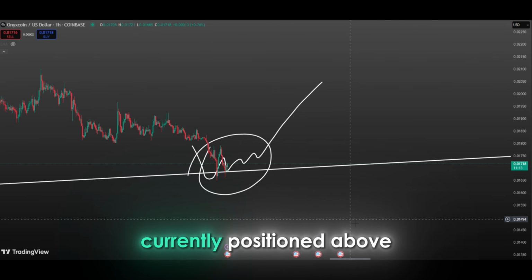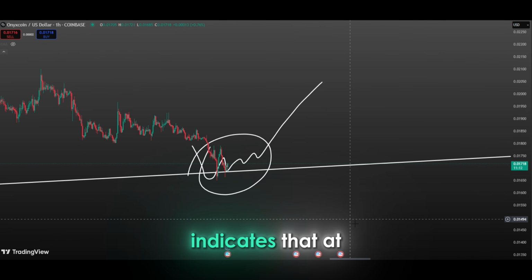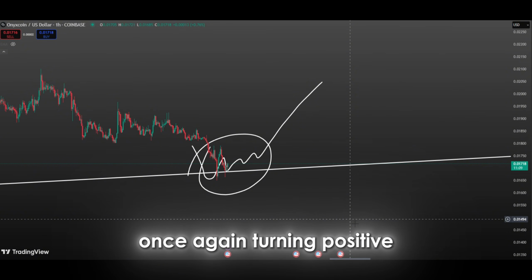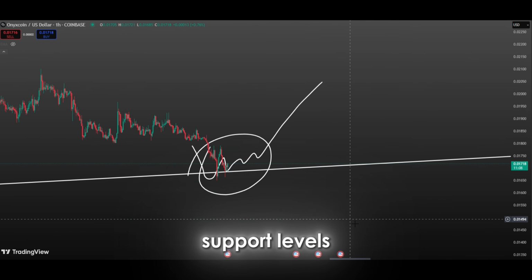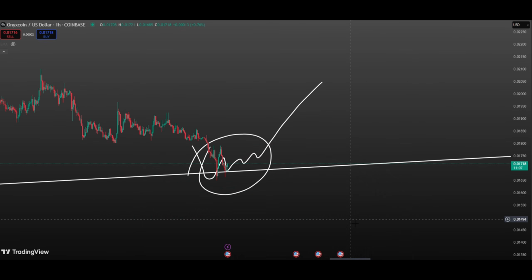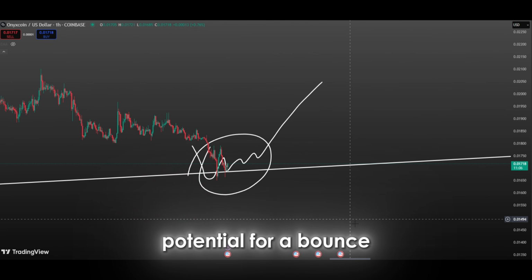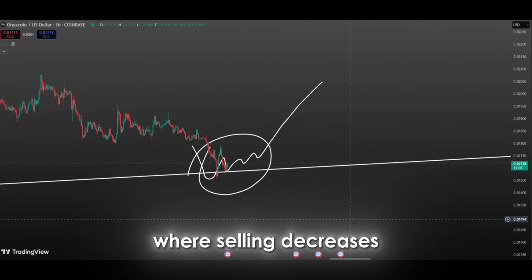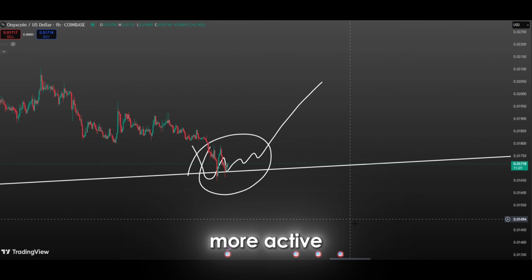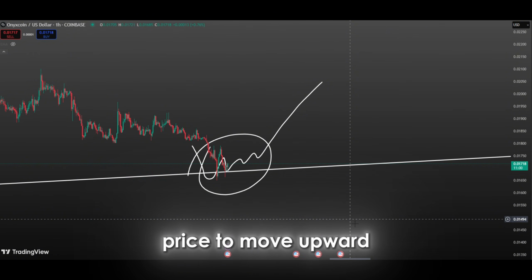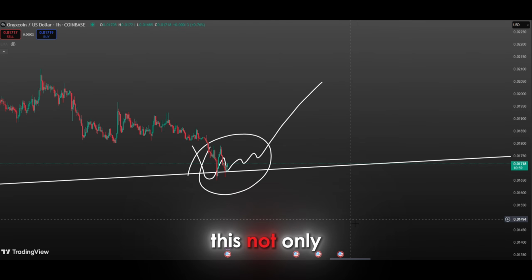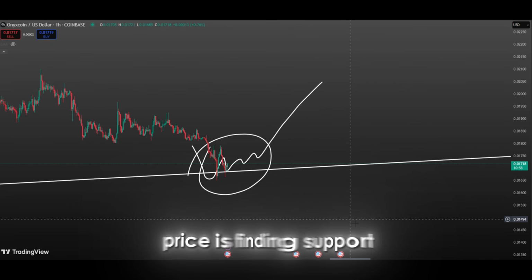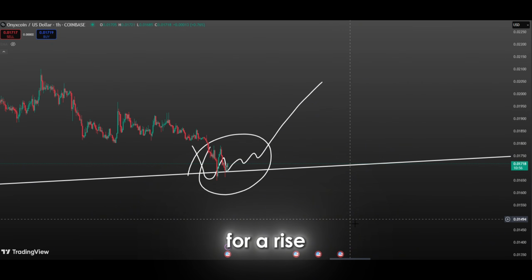The price currently positioned above the ascending trend line indicates that, at least in the short term, market sentiment is once again turning positive. Particularly at such support levels, if the price forms a base, it carries strong potential for a bounce. Buyers see these levels as attractive price zones, and selling pressure tends to weaken. In these areas, where selling decreases and buyers become more active, it becomes technically easier for the price to move upward. This not only shows that the price is finding support, but also that it is preparing for a rise.